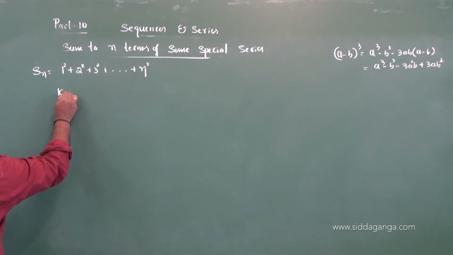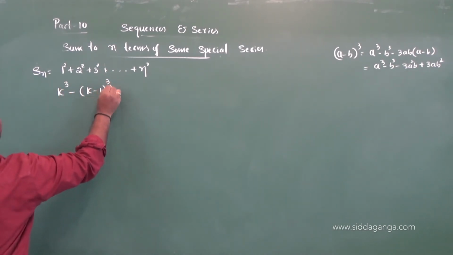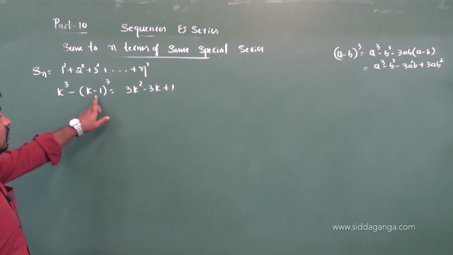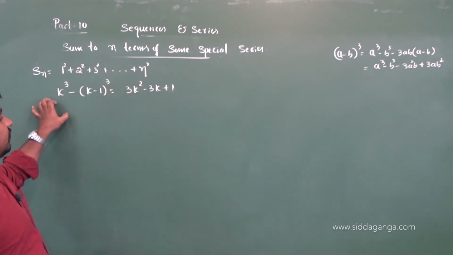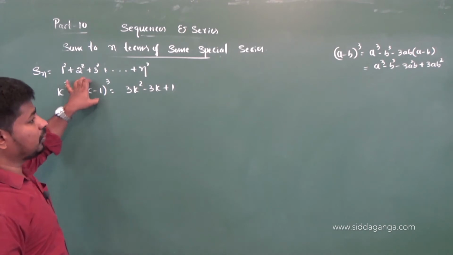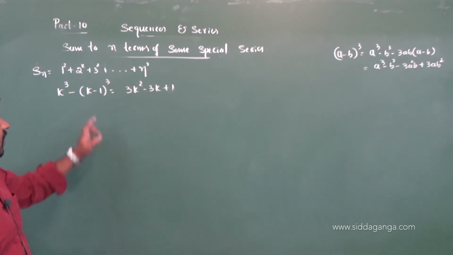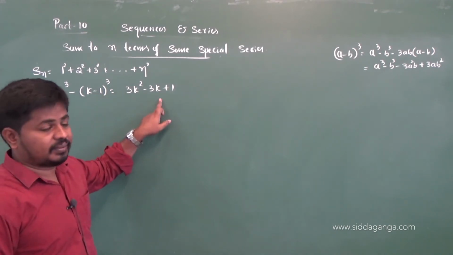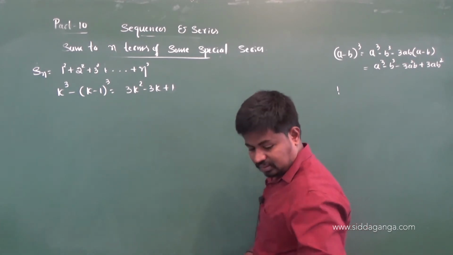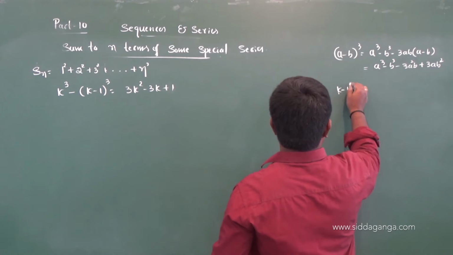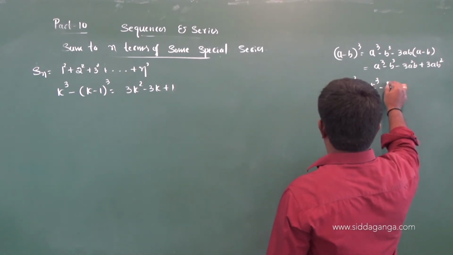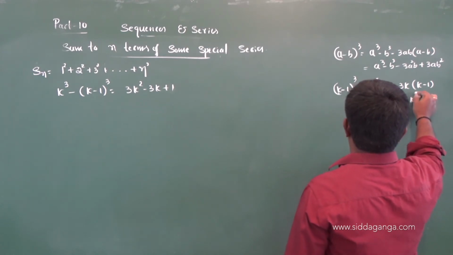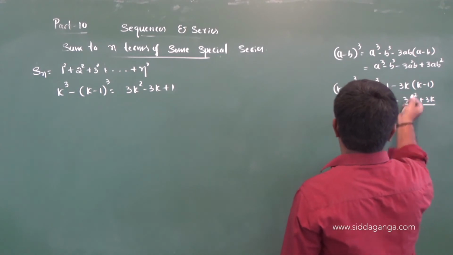So we have the result k cube minus k minus 1 whole cube is equal to 3k square minus 3k plus 1. You expand k minus 1 whole cube: k cube minus 1 cube minus 3ab into k minus 1, so you get k cube minus 1 minus 3k square plus 3k. Take k cube on the left side and the remaining terms on the other side, and you get this answer.